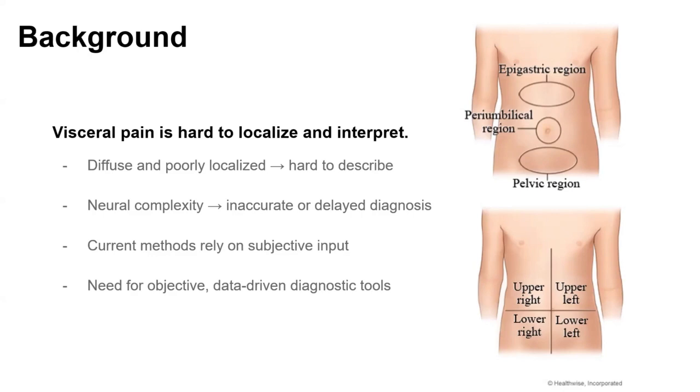To make matters worse, complex interactions between neural, inflammatory, and physiological factors make clinical interpretation even more challenging. Therefore, there is an urgent need for an objective, data-driven system that can help clinicians identify not only the location of pain, but also its underlying cause.